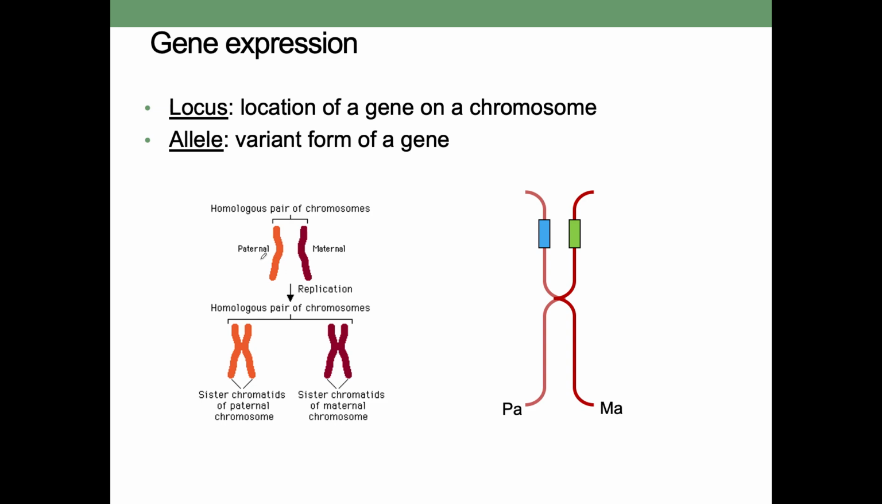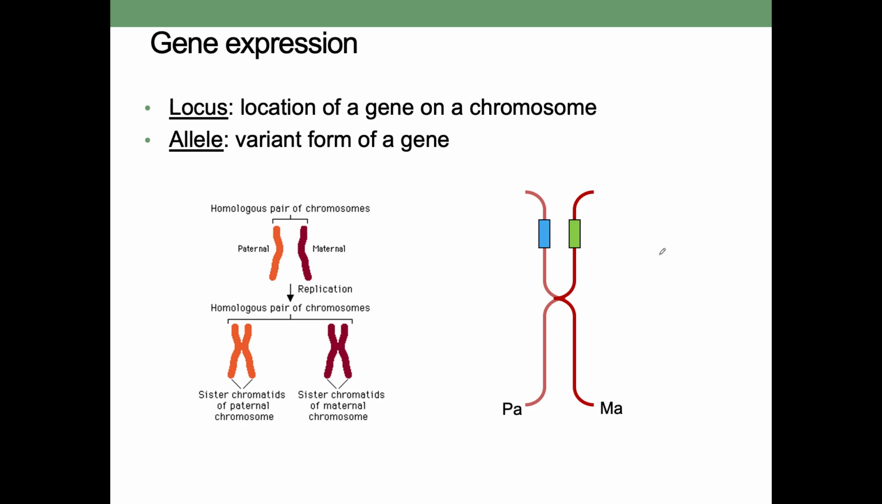And so on each of those chromosomes, on each of those pairs, you inherit a gene at a particular locus from the paternal chromosome and a gene at that same locus on the maternal chromosome. So, for example, if there's a gene in our pea plants that codes for the height of the plant, each plant will have two copies of that gene, one from the paternal side, one from the maternal side.